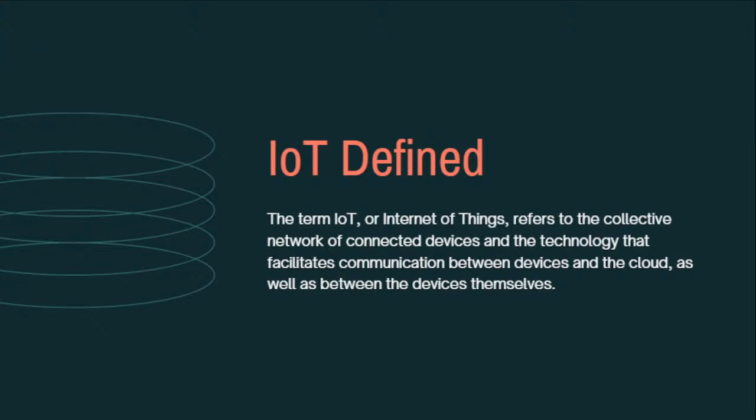What is it in layman words? In layman words, it can be defined as any object which can be connected to sensors and exchange data, visualize them, and make decisions based upon it.